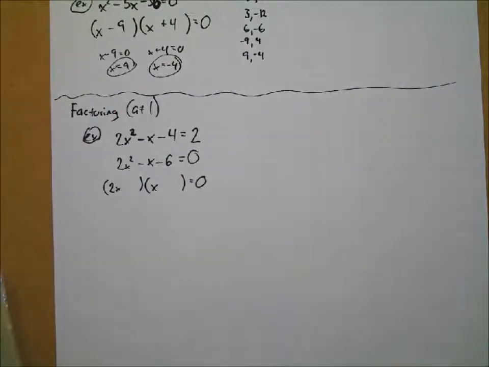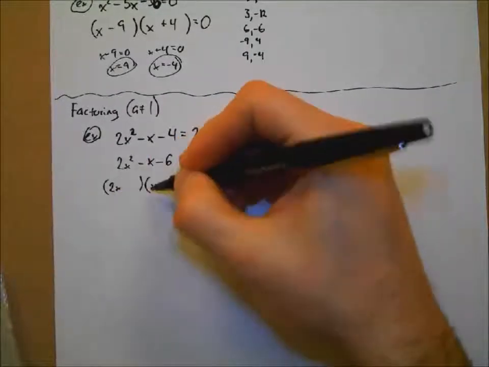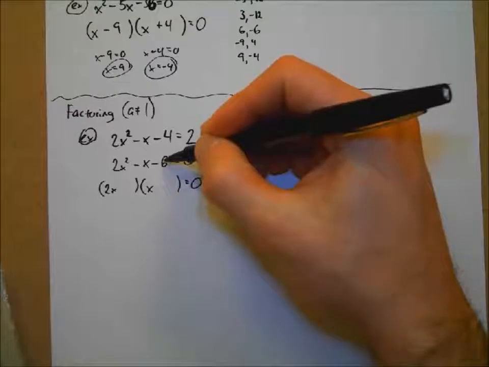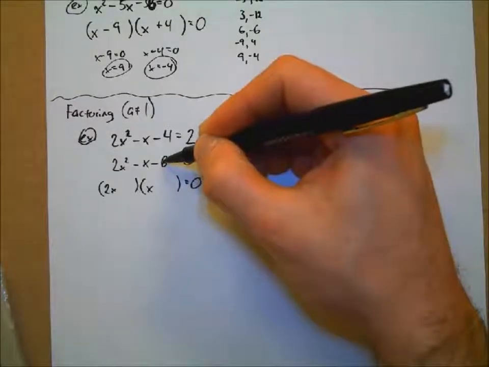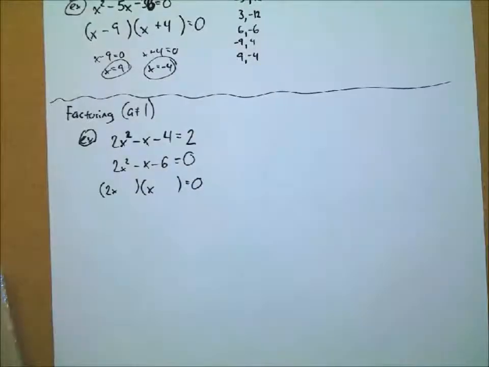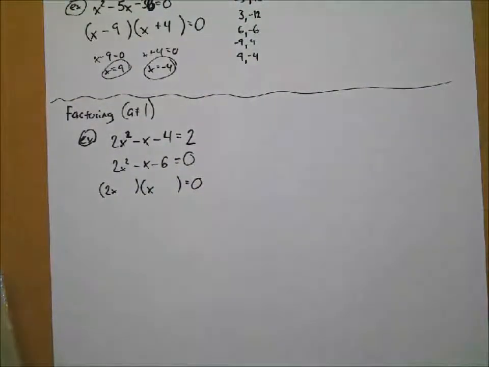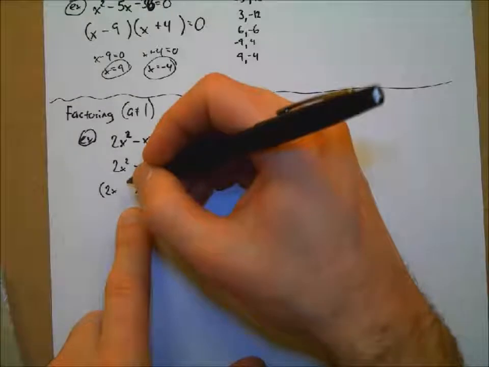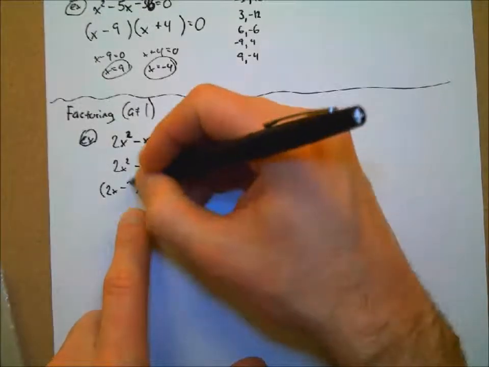Or you can put the x here and the 2x here, but that doesn't matter. And now we need to think of two numbers that multiply to make negative 6, but then add after multiplying with the 2 and the 1 here to make a negative 1. So what are two numbers that multiply to make negative 6? 3 and negative 2. So I'm just going to randomly guess here. I'll put the plus 3 here and the negative 2 there.